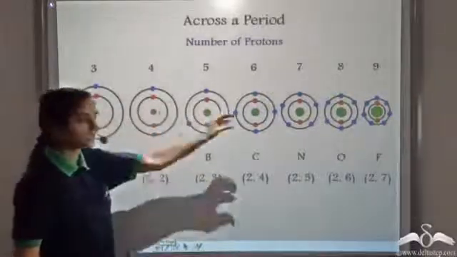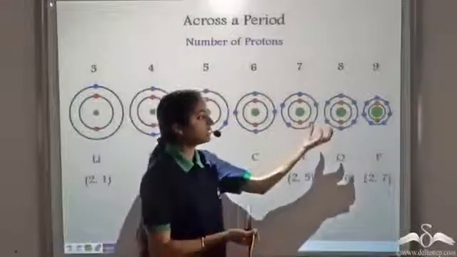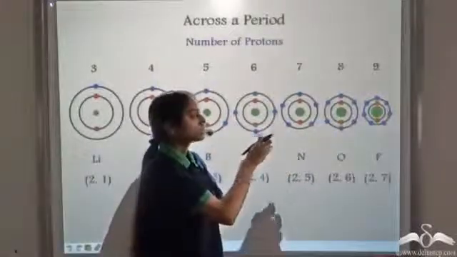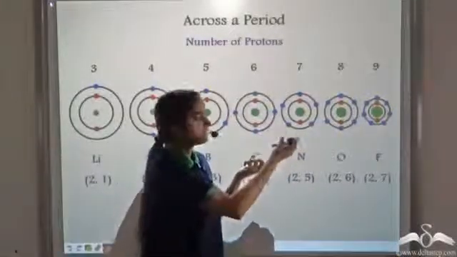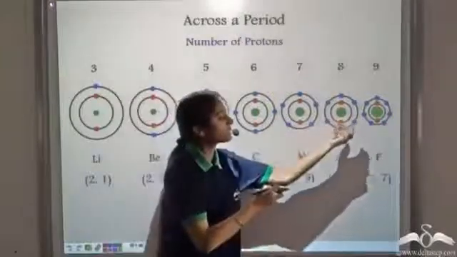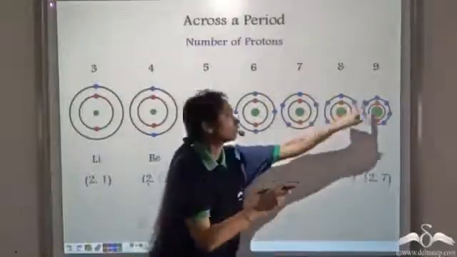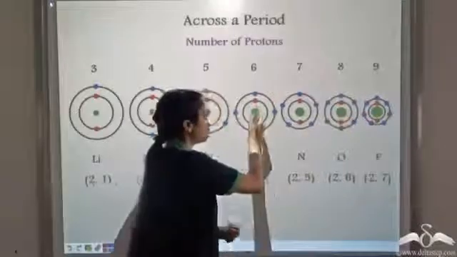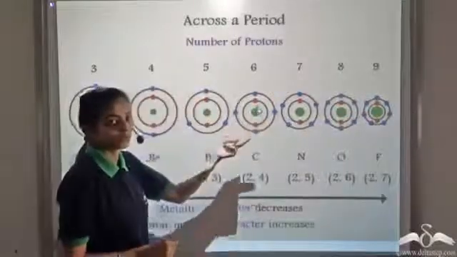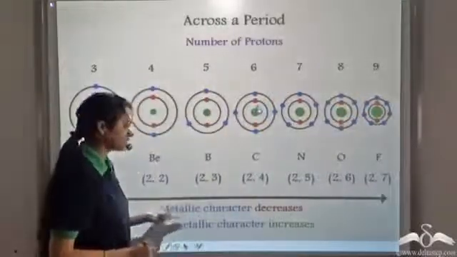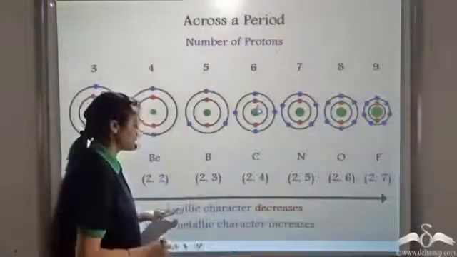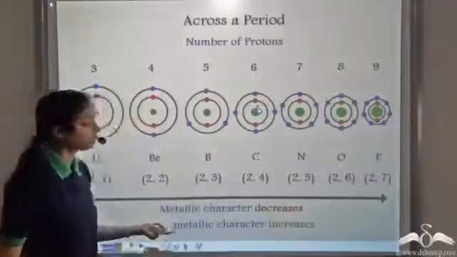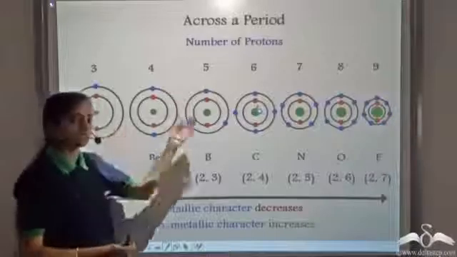Since the atomic size decreases, the outermost shell is very close to the nucleus. So to remove an electron becomes very difficult because the nucleus is exerting a very great pull on the outermost electrons. And therefore, the ease to remove the electrons decreases, and thus the metallic character decreases. Since the metallic character decreases, the non-metallic character increases across a period.